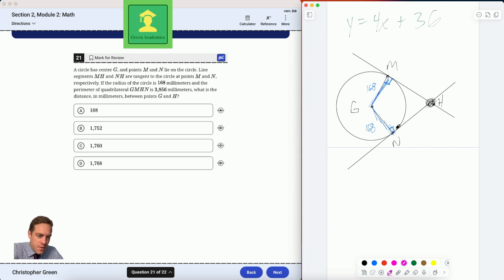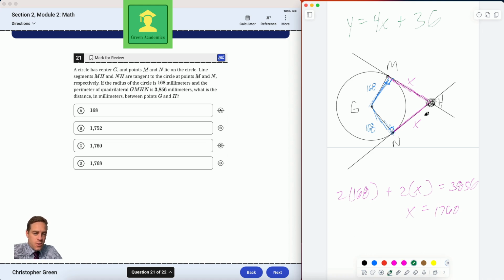So then each of those pieces must be 3856 minus the quantity 2 times 168. So actually, let me label this as x and x, right? It would have been 2 times 168 plus 2 times x equals the perimeter of the quadrilateral. So x itself is 1,760 millimeters. Then it says, what's the distance in millimeters between points G and H?